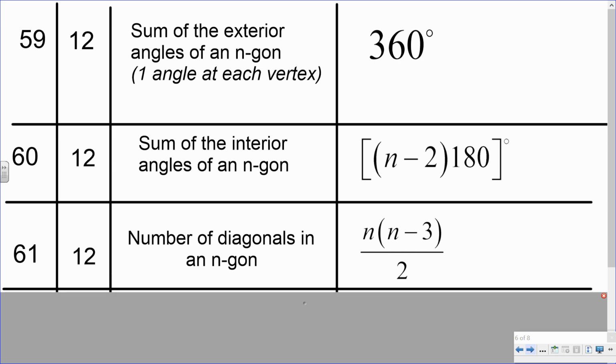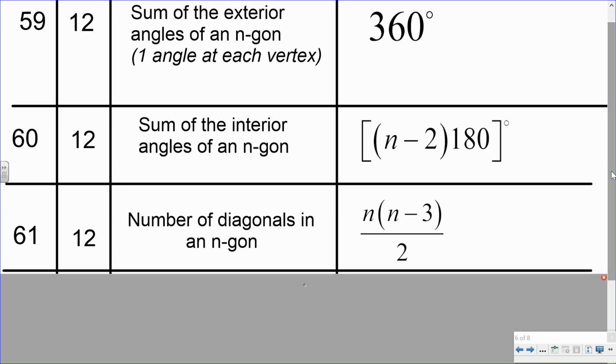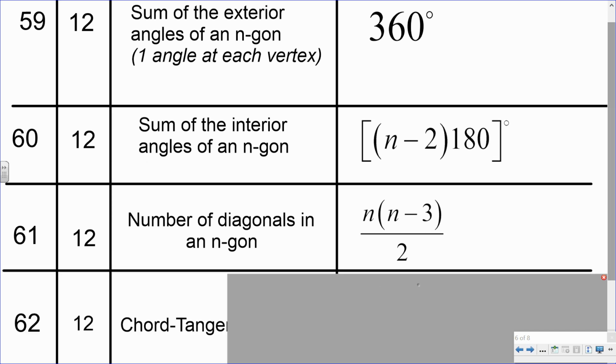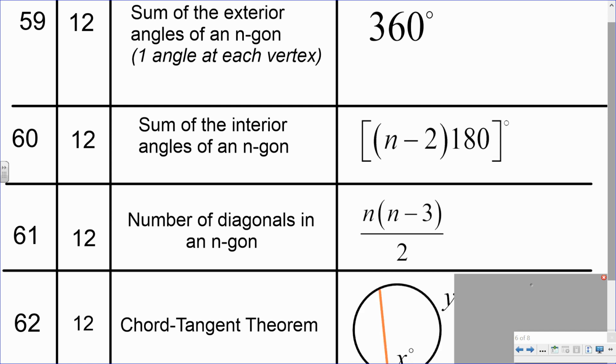For the number of diagonals in a polygon, we look at each of the n vertices. Each one has n minus 3 diagonals. That draws everything twice, so we need to divide by 2. And that gets those 3 formulas up there for us. The one remaining formula we won't do any examples with today. It's just going to be a special case of one that we saw yesterday.